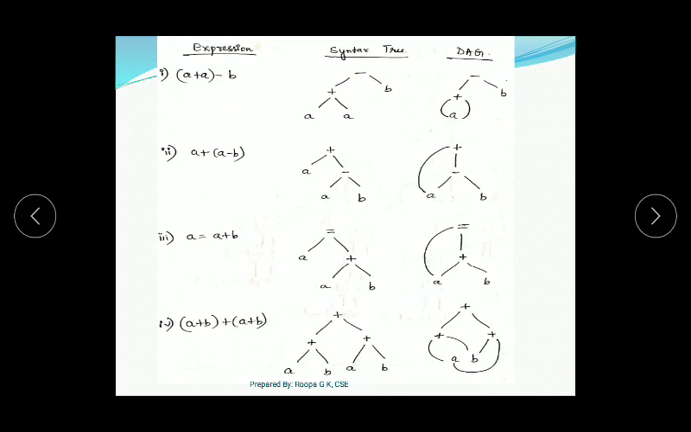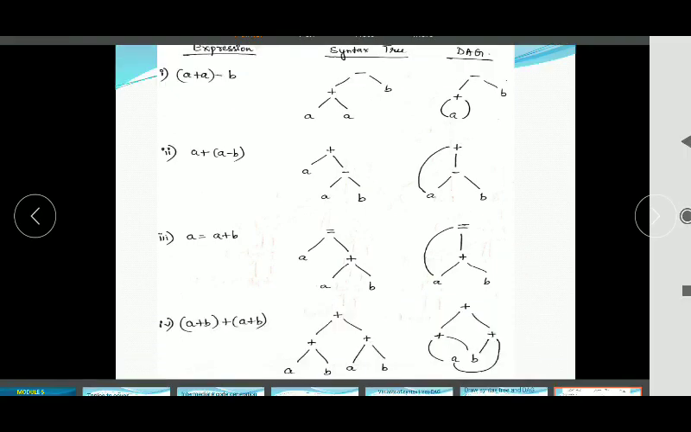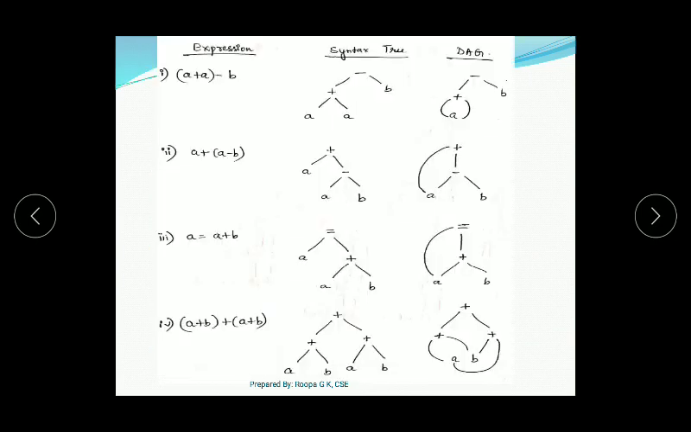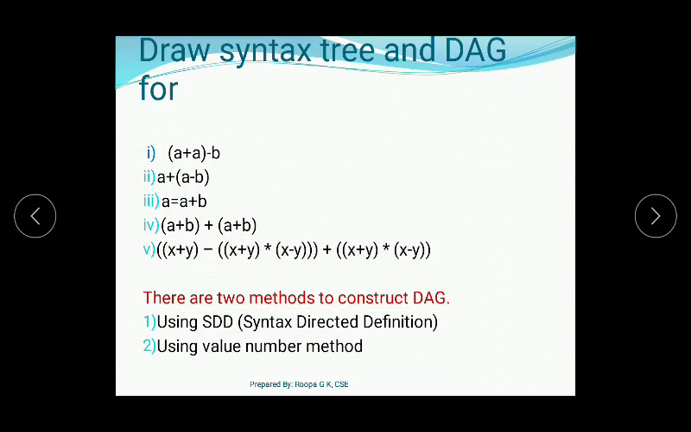Okay. So A plus root two nodes, plus and plus, which exist over here. Then for the first plus, this plus is one operand, this plus is another operand. This is about construction of syntax tree and DAG. Students, please try this example.